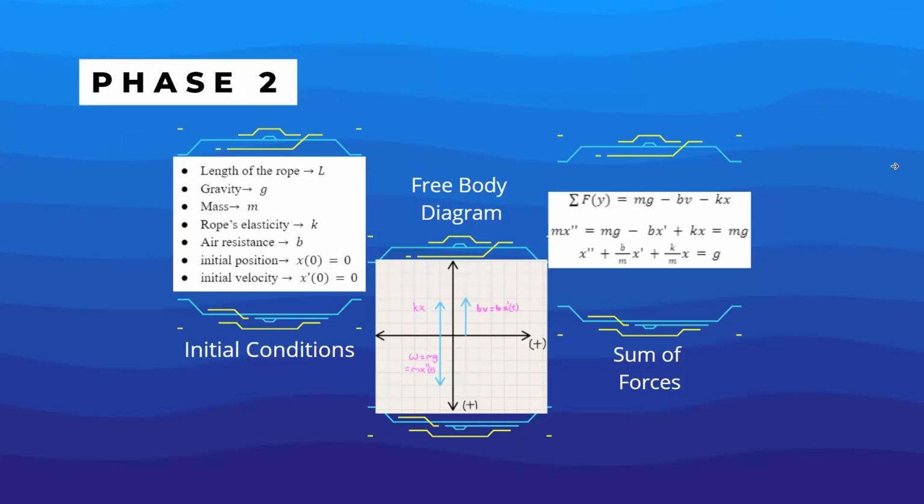Now for phase two, which considers the stretch and the rebound, the variables are going to be the same, and the free body diagram now looks this way. But now the sum of forces only considers the y axis, since it's just free fall after the free fall.